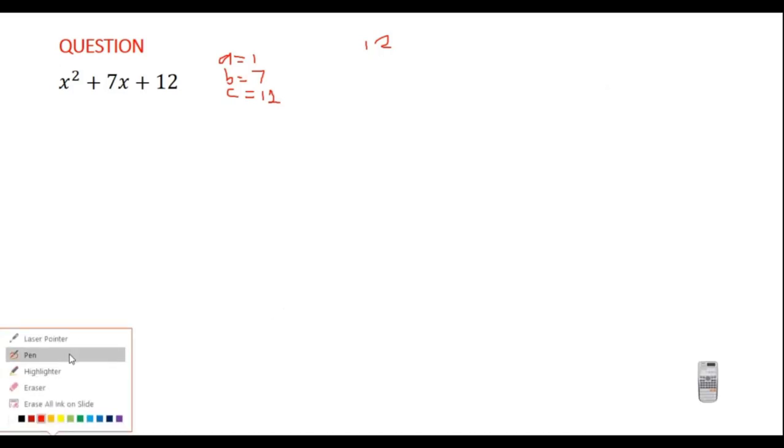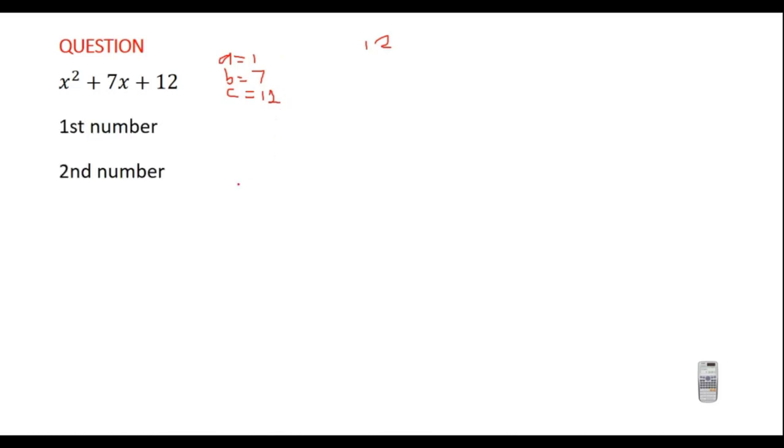Now when you have your first number, which is positive 3, multiply what you obtain from the calculator with A. In this case, A is 1. So if you multiply 1 by 3, you are going to get 3. That will be your first number. So the first number is 3.